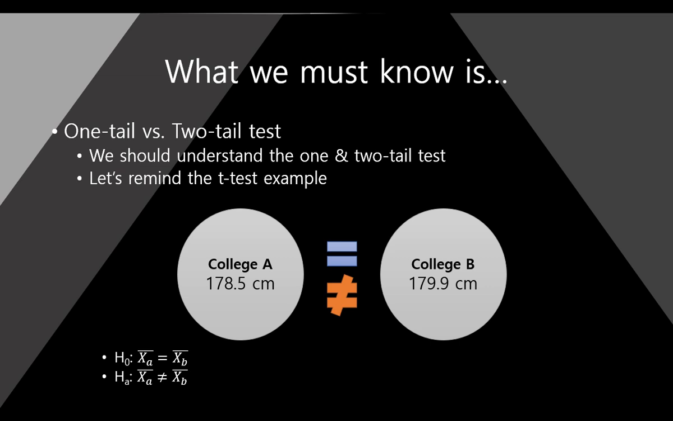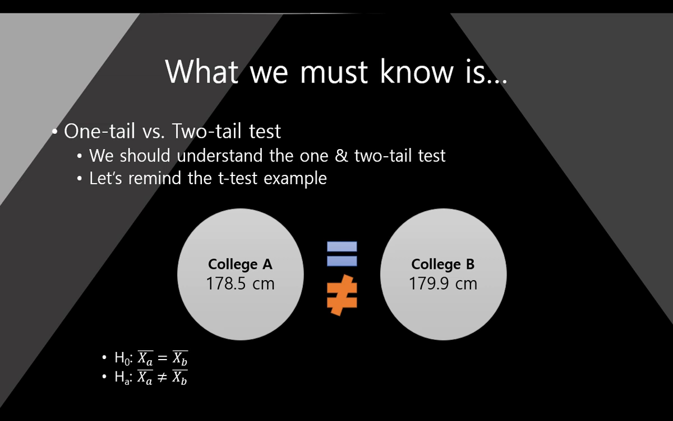What we must know is the one-tail versus two-tail test. Here, we should understand these two tests. Keep in mind the T-test example, where we want to compare the male students' average height of college A and college B. In this case, college A's mean value of male students' height was 178.5 centimeters. For college B, the average was 179.9 centimeters.